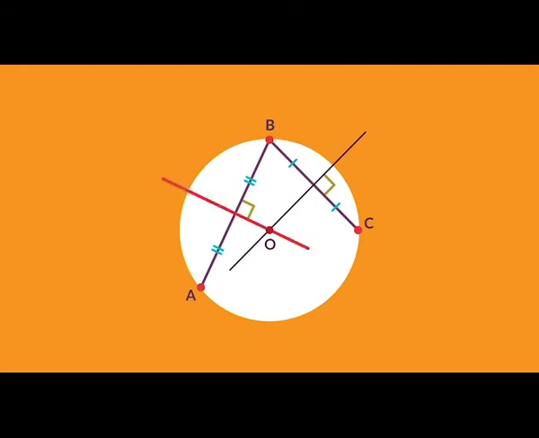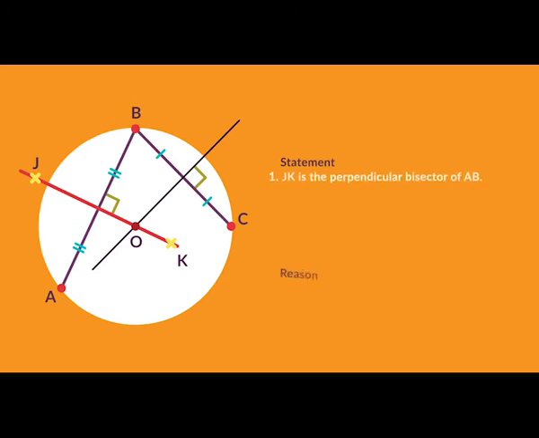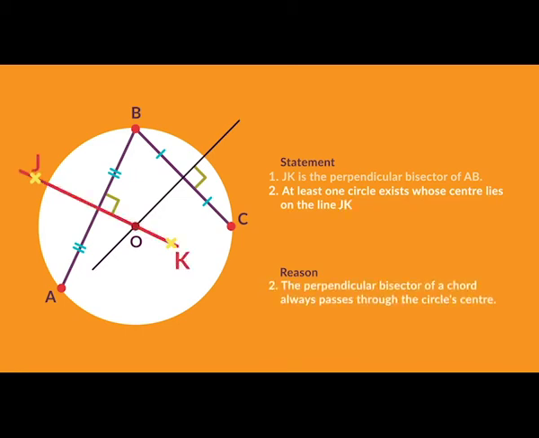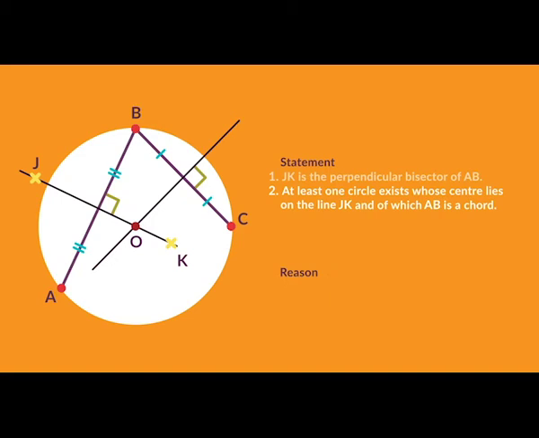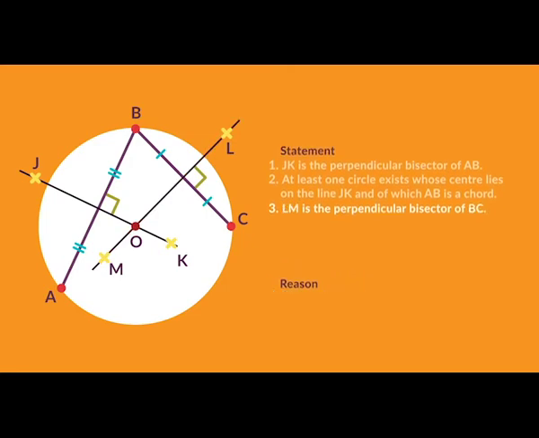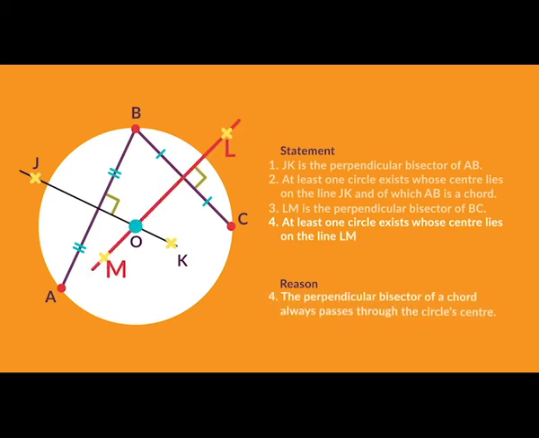Let's start by calling the perpendicular bisector of chord AB JK and write this down as our first statement and reason. So, we know a circle exists with its center somewhere on JK because we know that the perpendicular bisector of a chord, AB in this case, always passes through the circle center. We also constructed the perpendicular bisector of BC, which we'll call LM. And for the same reason just given, we also know a circle exists which has its center somewhere on line LM, the perpendicular bisector of chord BC.